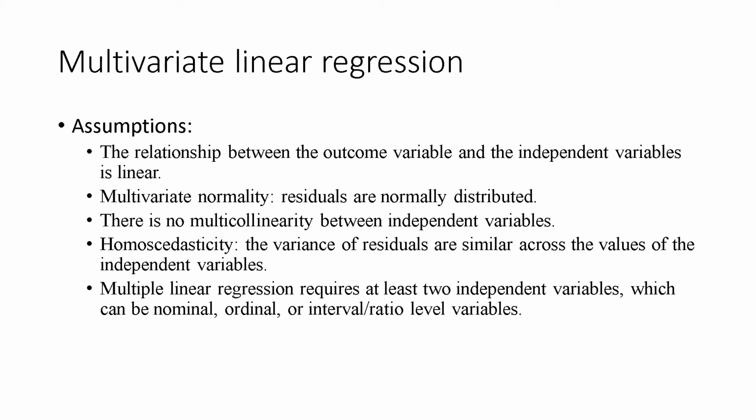Homoscedasticity, which means equal variance. The variance of residuals is similar across the values of the independent variables. In multiple linear regression, there are at least two independent variables, which can be of any type. They can be nominal, ordinal, or continuous variables. But let us remember that y, the outcome variable in linear regression, should be continuous.